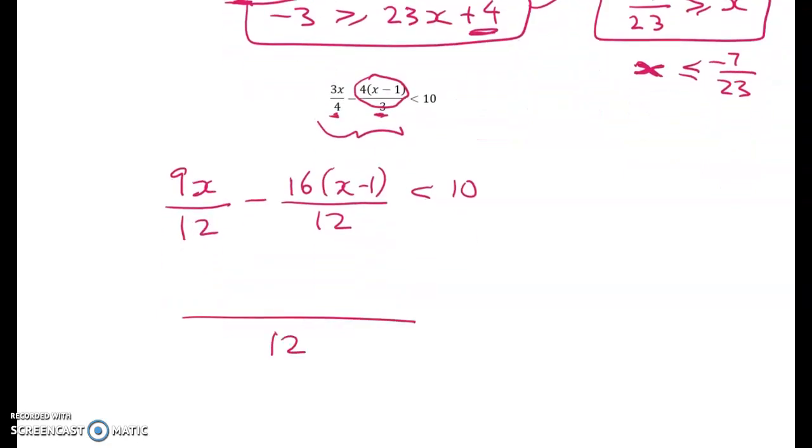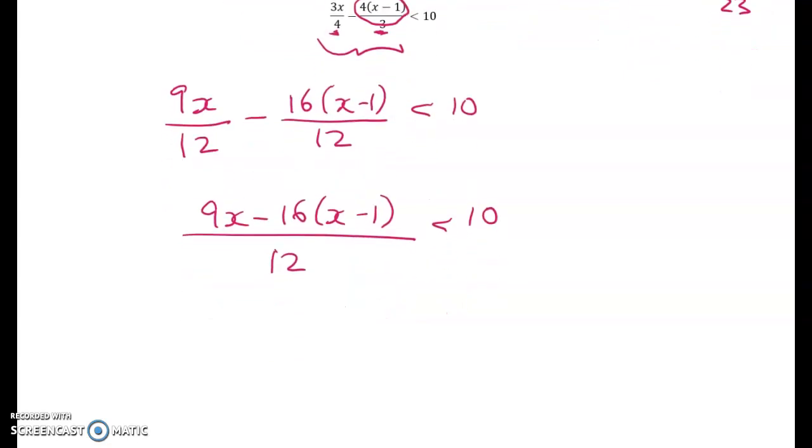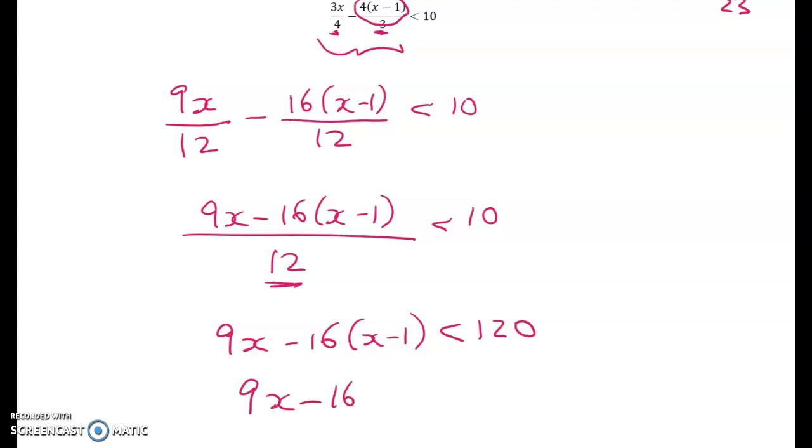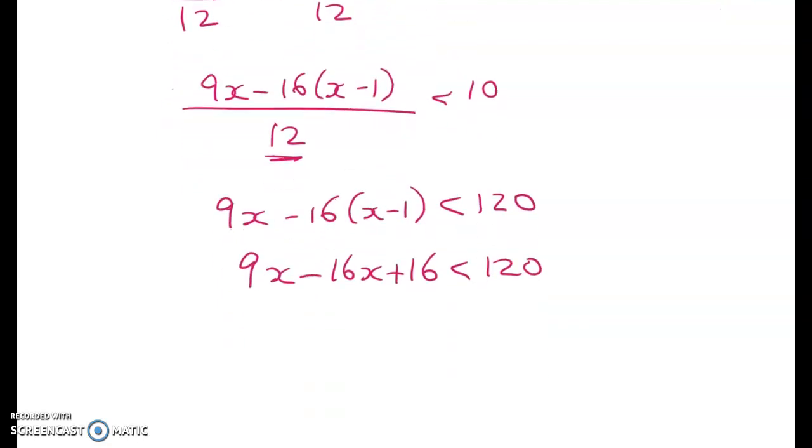Cleaning this up is where I've got to be really careful. I've got 9x minus 16 times x minus 1 is less than 10. I could take one of two next steps here. I think I'm going to multiply through both sides by the 12 first. So I'll get 9x minus 16 into x minus 1 is less than 120. 9x minus 16x plus 16 is less than 120. Negative 7x plus 16 is less than 120.